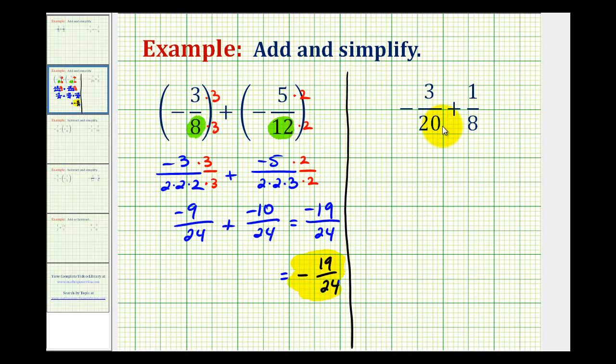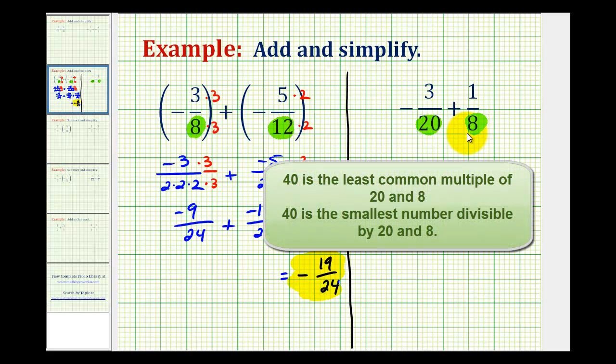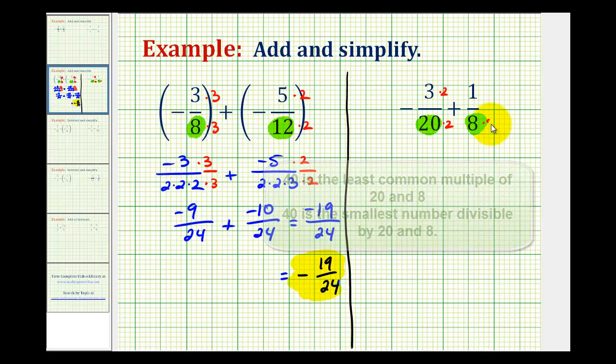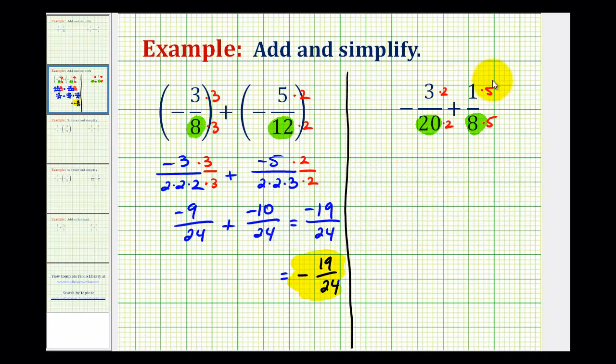Again, the first thing we should notice is we do have to obtain a common denominator. And again, if you can look at 20 and 8 and realize that the least common denominator would be 40, we could quickly multiply this first fraction by 2 over 2 and multiply the second fraction by 5 over 5. But again, I do want to show that if you can't determine the least common denominator by inspection, how you can use the prime factorization of the denominators to help.